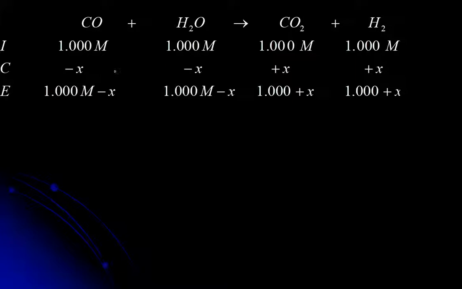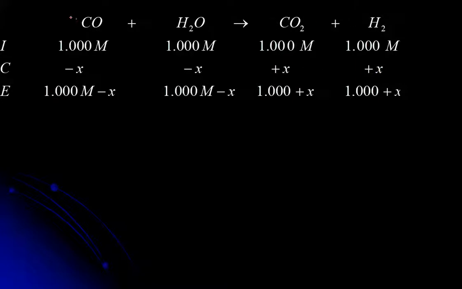The X's are our unknown amounts. We don't know how much it's going to drop by or how much it's going to go up by, so we put an X in there. The problem did not give us any indication as to how much of these things we had at equilibrium. It didn't say one of these changed by a certain amount, so we have to put in an unknown variable there. And the reason they are all 1 x's is because they're all 1 to 1 to 1.